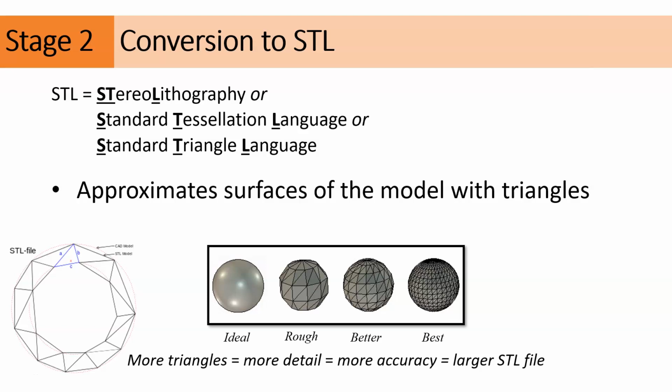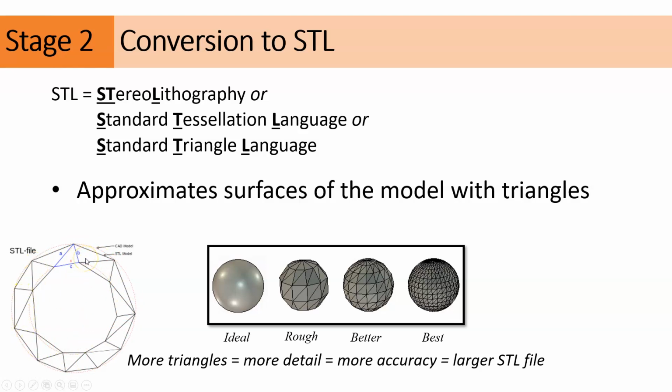Some people think it stands for stereolithography, the ST from stereo and the L from lithography, or standard tessellation language, tessellation meaning triangular, or standard triangle language. All right. So I believe the official version of STL is standard tessellation language, but a lot of people use it with any of these, and basically it doesn't matter. As long as you understand that it approximates the surface of your 3D model with triangles. Okay. And on the bottom left, you can see an example of an STL file and how it's recreating the curve shape with these triangles.